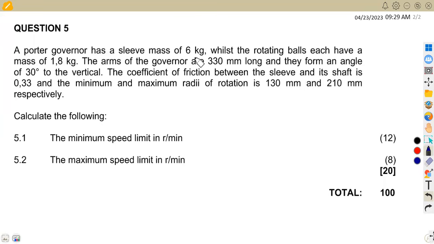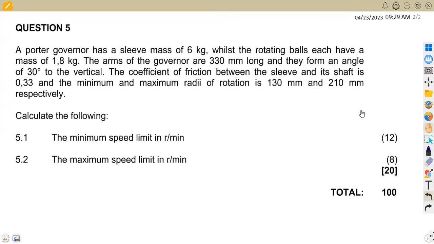Remember, guys, I told you that the sleeve mass is simply the dead load in this case. That is, we are given the mass of the sleeve, which is M, that's your capital letter M. So you can just take our information. Whilst the rotating balls each have a mass of 1,8 kgs, the arms of the governor are 330 millimeters long, and they form an angle of 30 degrees to the vertical.